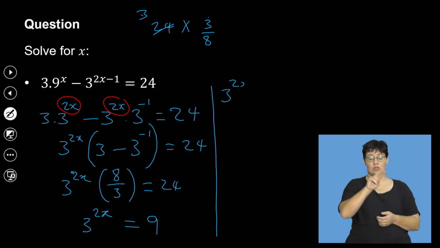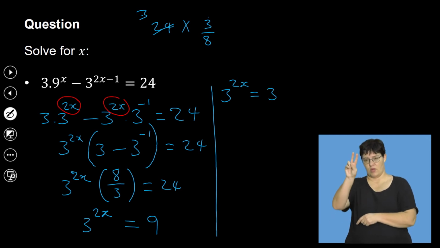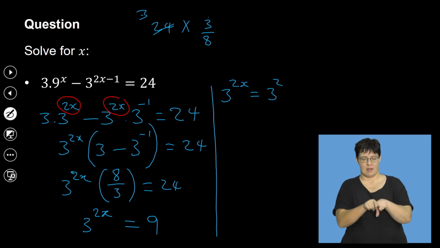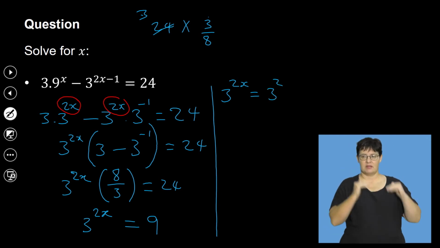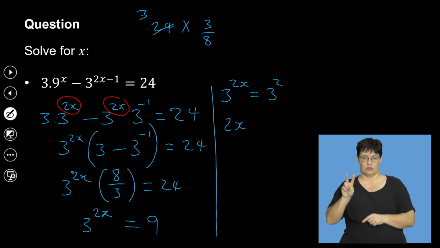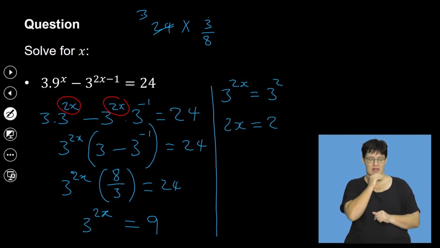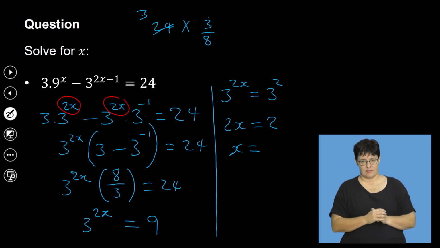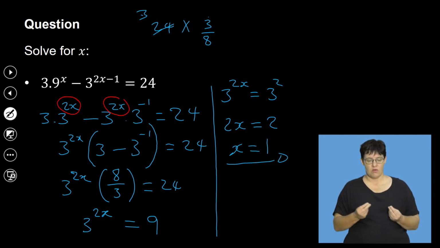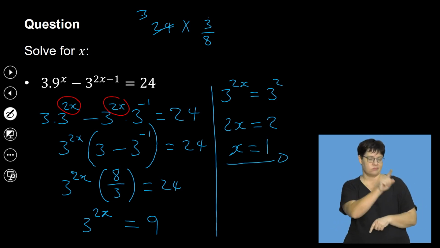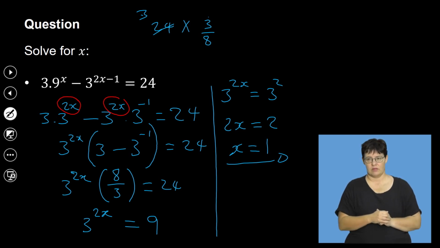3 to the exponent of 2x equals 3 squared. Bases are the same, one power, equate the exponents. So it's 2x equals 2, and then x equals 1. And then you can always just test your answer whether it's correct or not.